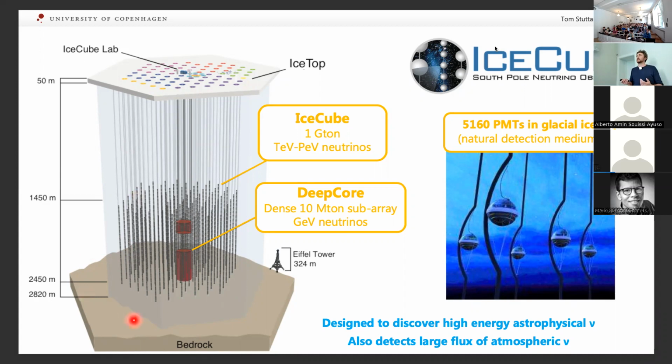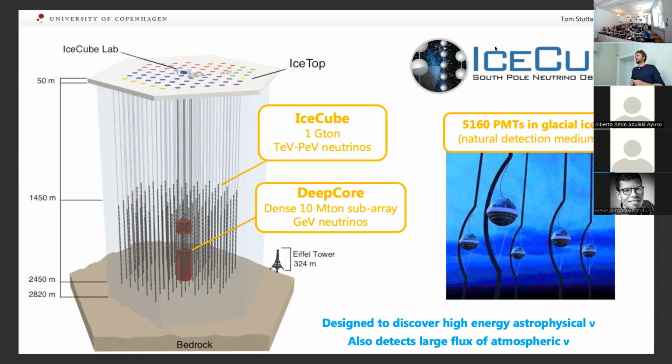And because this detector uses a natural detection medium, hugely larger than something like Super-Kamiokande, it has the power to see very large numbers of very high energy neutrinos. The main detector is called IceCube, and this is around a gigaton total volume, and this detects TeV and PeV neutrinos. But what is maybe less well known is within the center of IceCube, there is this DeepCore subarray, which is a region where the PMTs are packed much more densely together, and this allows you to push down your energy threshold and start to actually study GeV neutrinos as well.